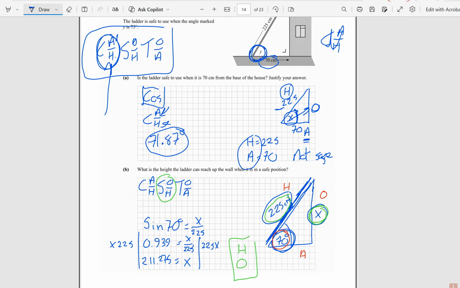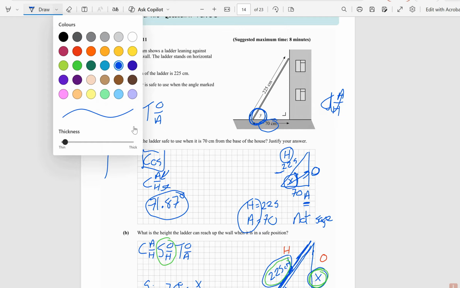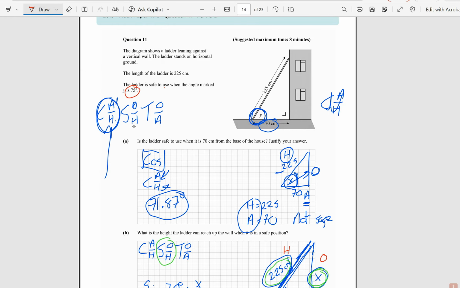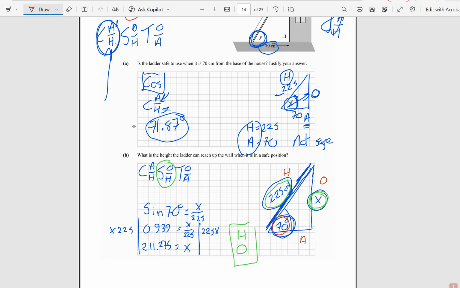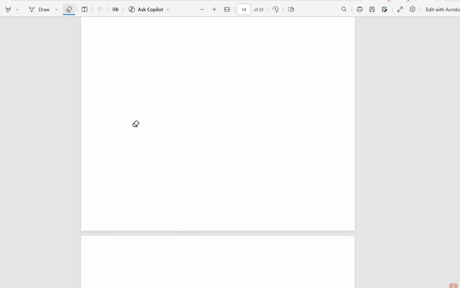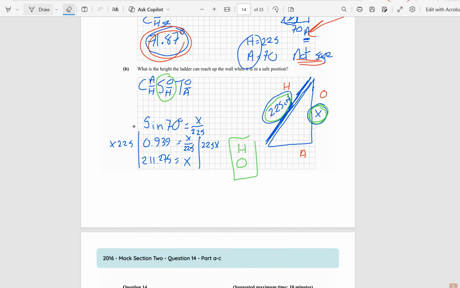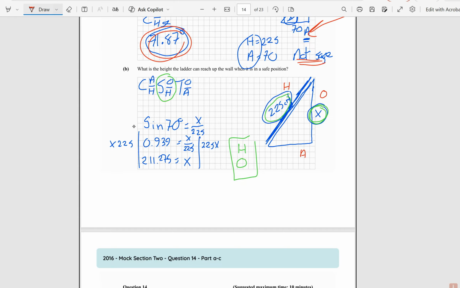Sorry guys, I'm after misreading this, so rewind. It's not 70 degrees of an angle, it is 75 degrees of an angle, so apologies there, I need to go back. This question here is still okay. Why? Because we got 71.87, so that's not 75 degrees, so it's still not safe. Where I made the mistake was here. I said 70 degrees. It's 75, so sincere apologies. We'll go back over that.